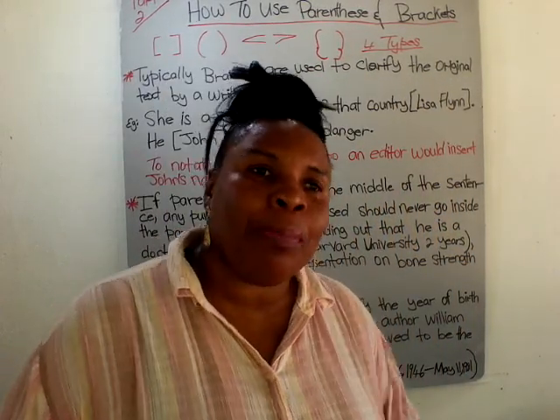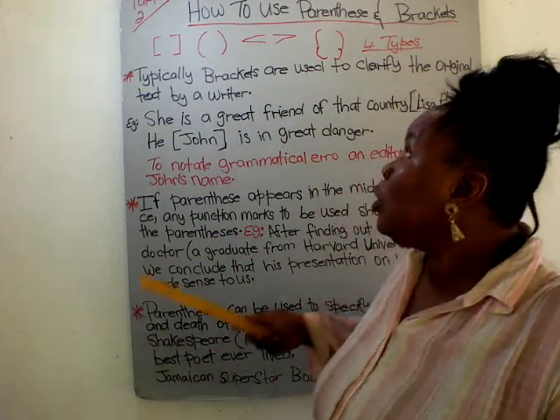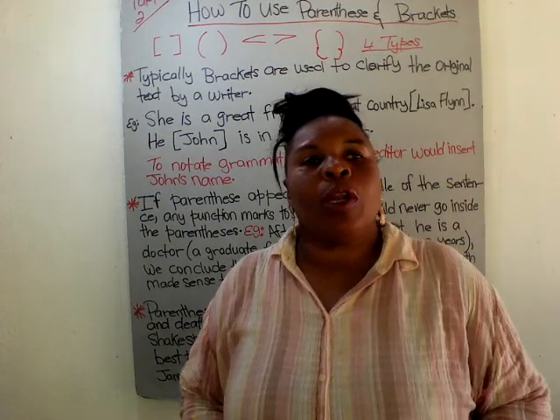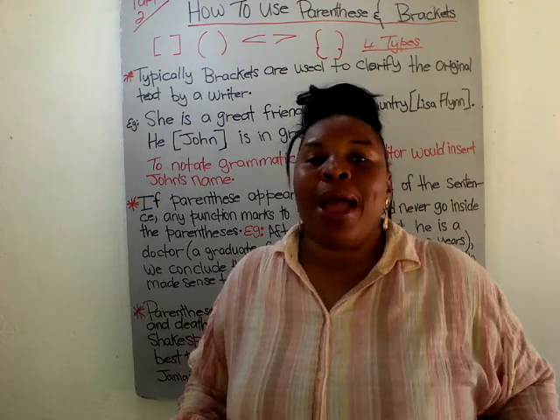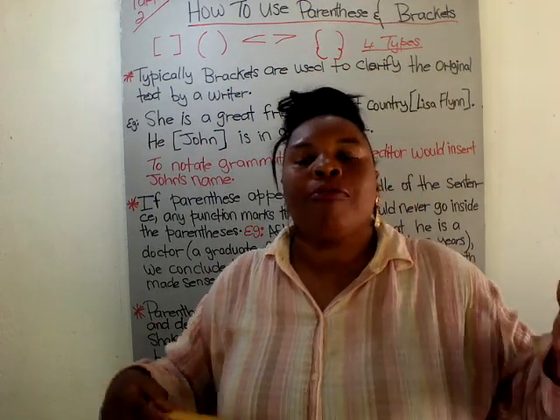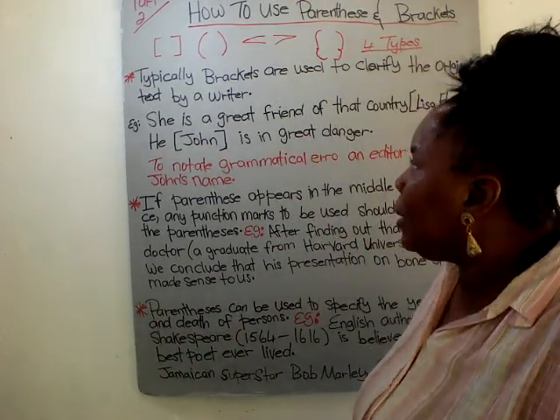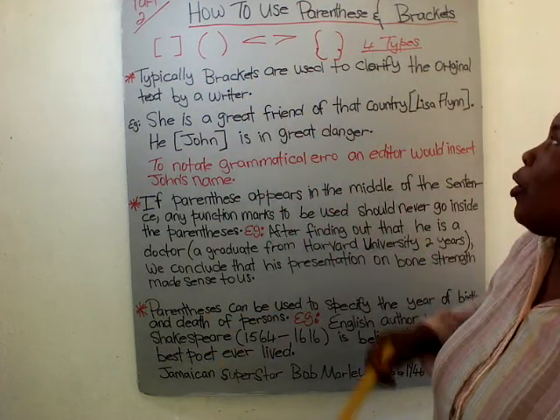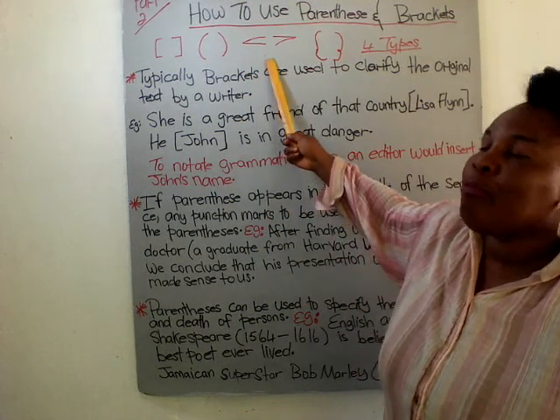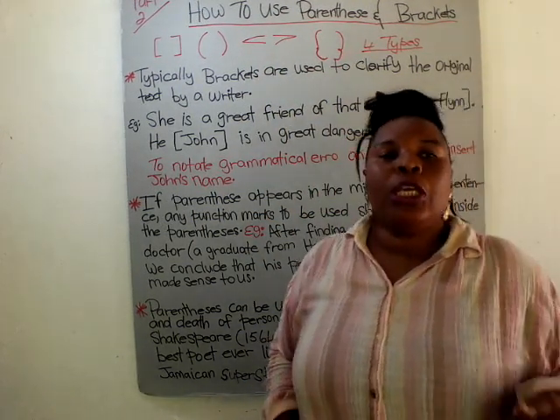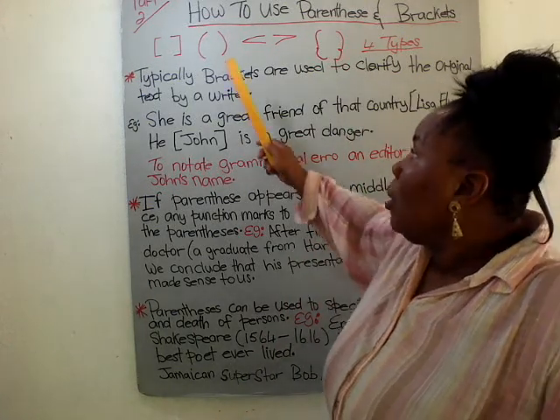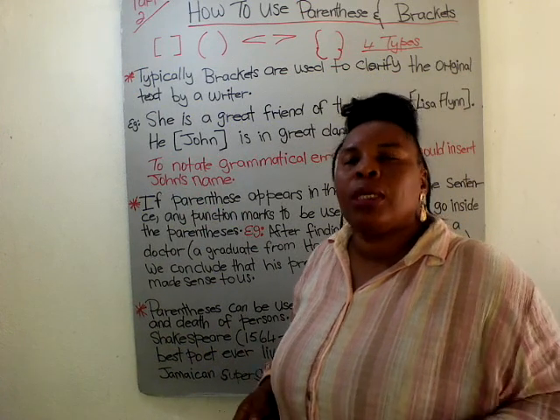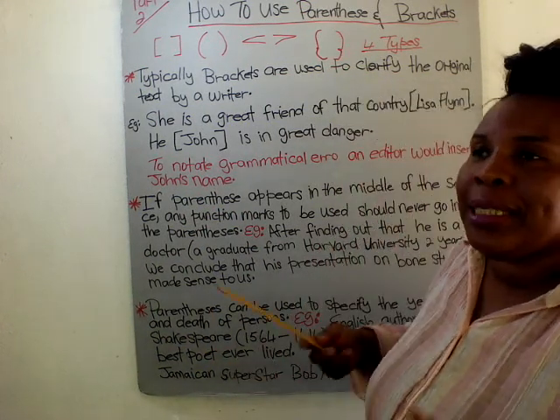In the next episode of my English class, I would love to present to you how to use parentheses and brackets. That's what we're going to be talking about today. Parentheses and brackets. And this is part 2 of how to use parentheses and brackets. You have square brackets, round brackets, angled brackets, and curly brackets, alright? Angled brackets and curly brackets are usually used in mathematics, right? Round brackets and square brackets are usually used in English or in text.